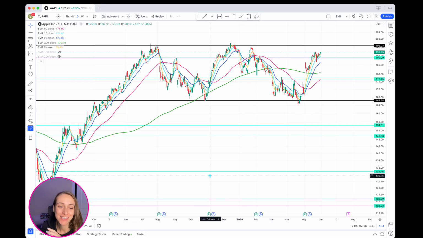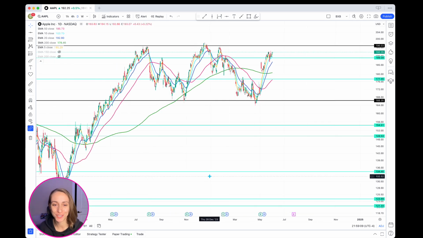Hi everyone. I want to talk to you about identifying when a stock is in a base, and knowing when your stock is in a base is just going to be dependent on the support and resistance lines that you have already drawn on your charts.